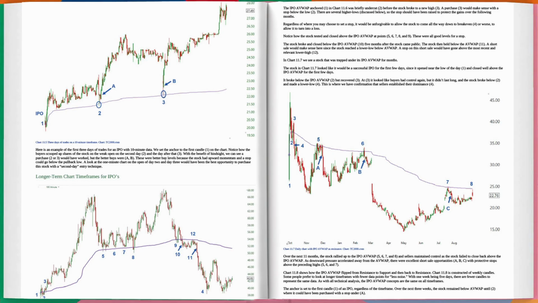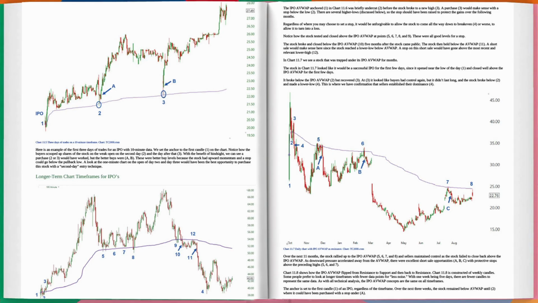In chart 11.7, we see a stock that was trapped under its IPO AVWAP for months. The stock in chart 11.7 looked like it would be a successful IPO for the first few days, since it opened near the low of the day (1) and closed well above the IPO AVWAP for the first few days. It broke below the IPO AVWAP (2), but recovered (3). At (3), it looked like buyers had control again, but it didn't last long, and the stock broke below (2) and made a lower low (4).